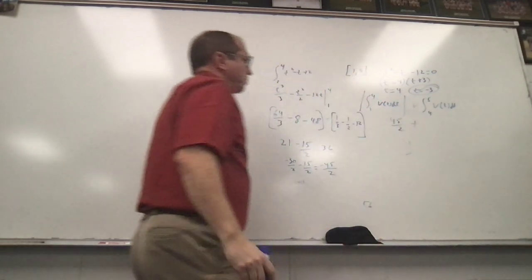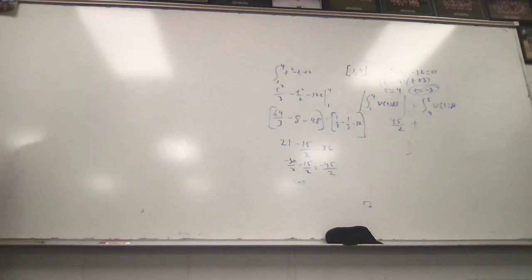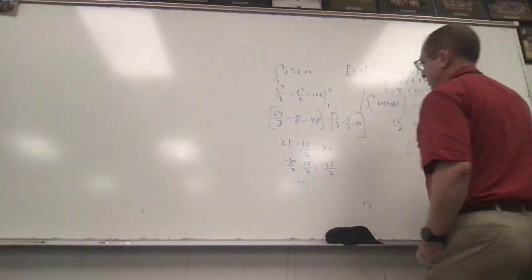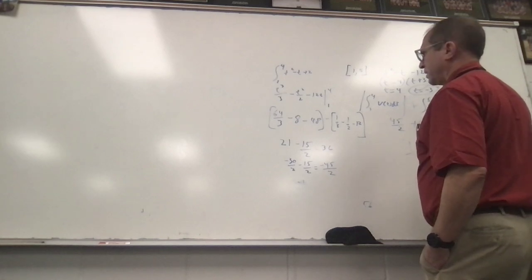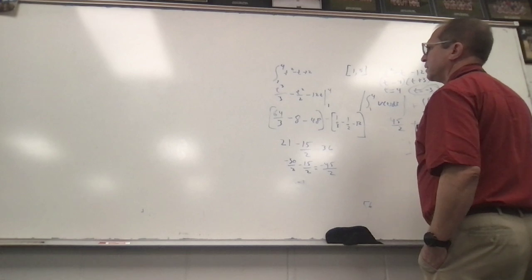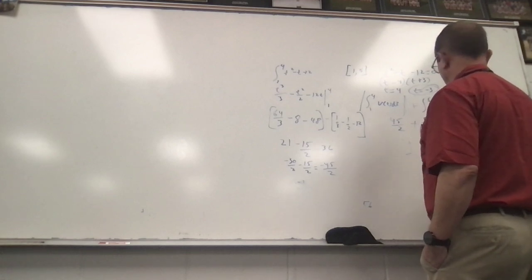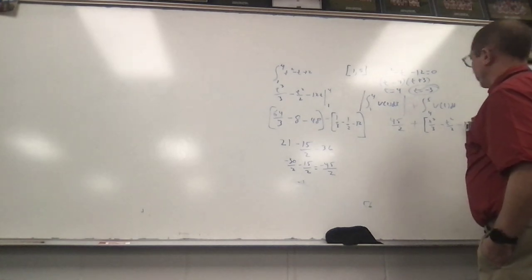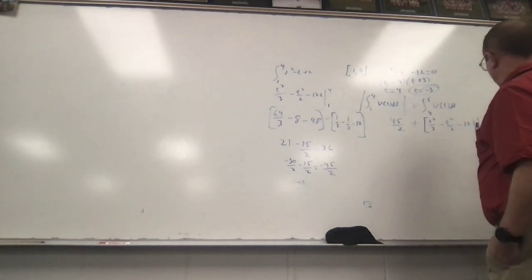All right, now I go to plus, and now I'm going to do the integral from 4 to 5. So that's going to be t cubed over 3 minus t squared over 2 minus 12t.